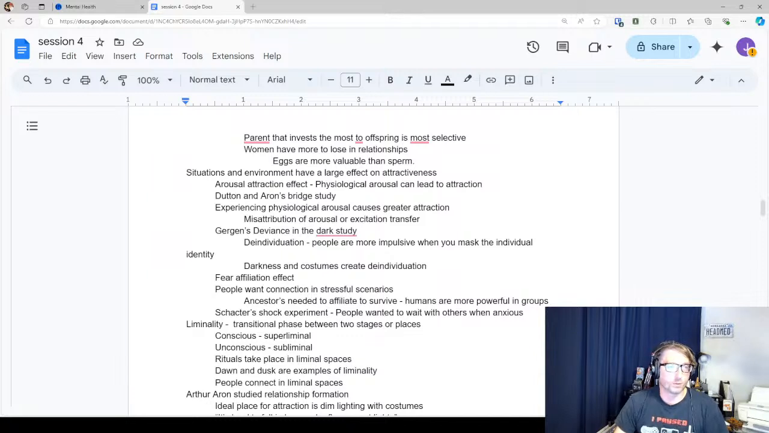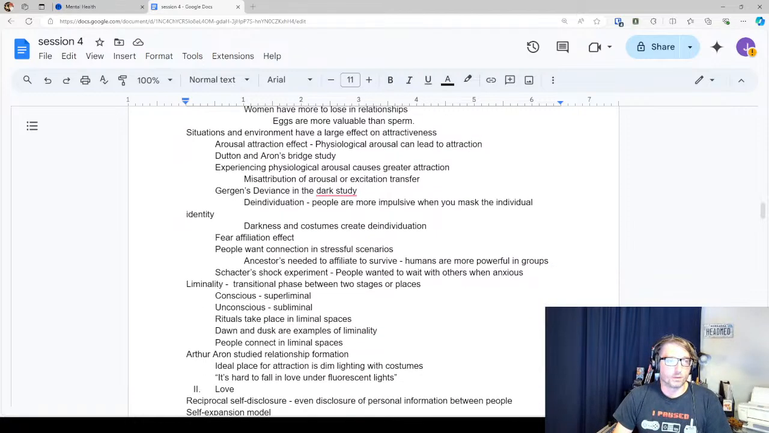Anyways, situations and environment have a large effect on attractiveness. This part I thought was pretty crazy. So there's the arousal attraction effect. Physiological arousal can lead to attraction. He mentions the Dutton and Aron bridge study, where they put people on a rickety bridge and people on a stable bridge. They witnessed how attracted they were to the person that was running the experiment. People were more attracted to the experimenter when they were on the rickety bridge.